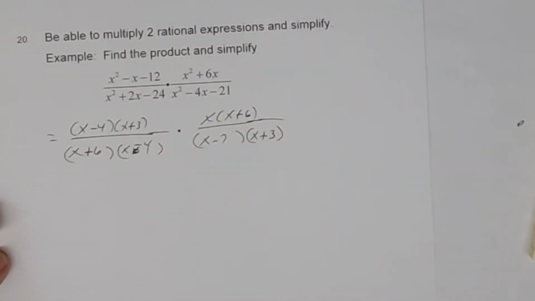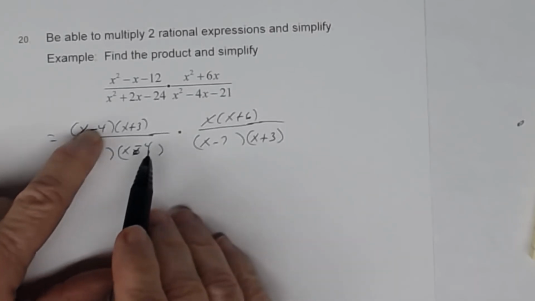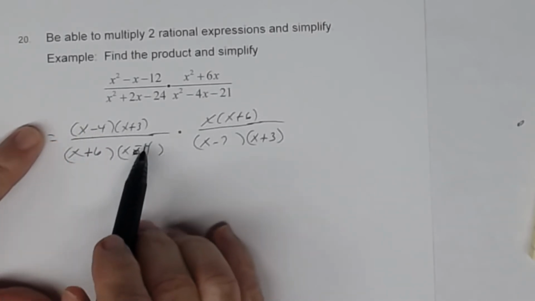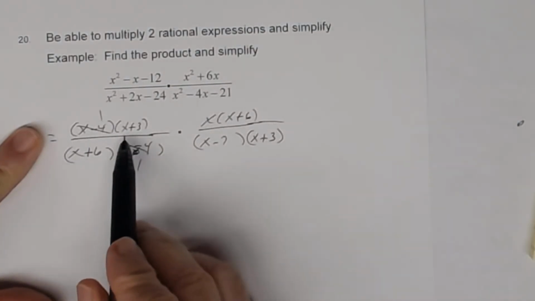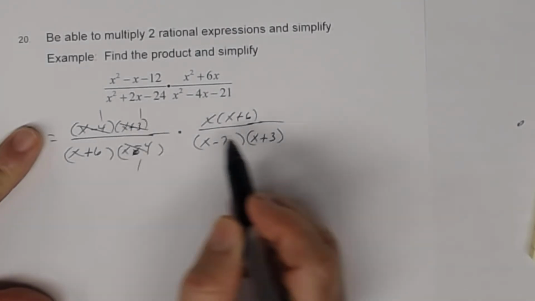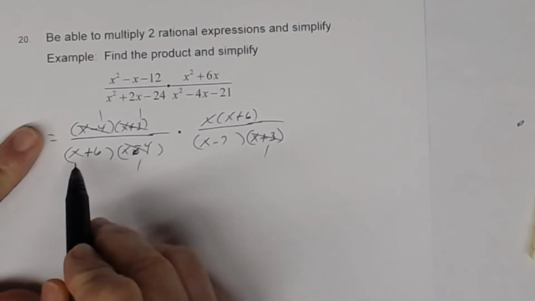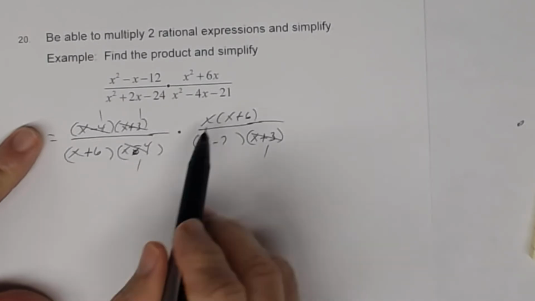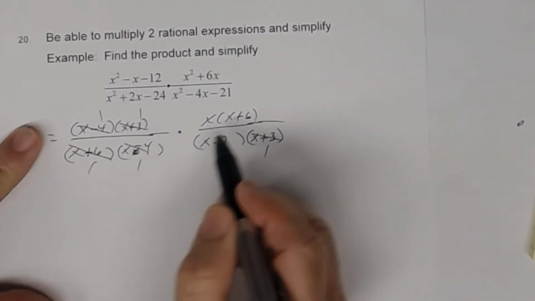Okay. And then once you factor, the next step is to reduce your common factors. So I have an x minus 4 here. I see an x minus 4 here, so those divide out. Make sure you put ones in their place. The next factor I see is an x plus 3. I see one here, so those will divide out. I see a factor of x, but I don't see any excess factors down here. I see an x plus 6 as a factor. I see one down here, so those will divide out.